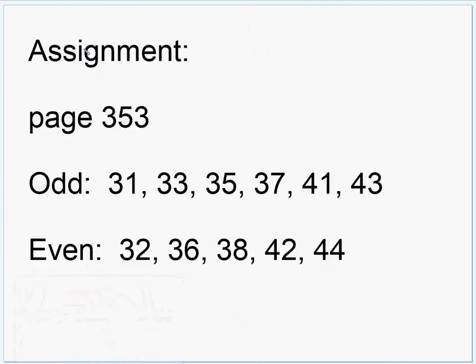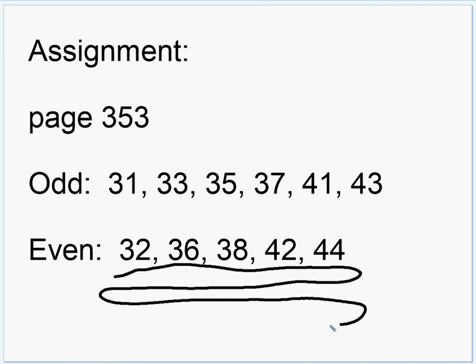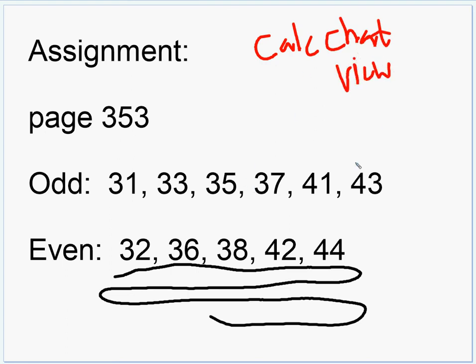Okay, assignment time. Now here are the evens. These will be turned in for a grade, and then the odd ones we will work on in class. If you do miss class, you can always go to Calc Chat or Calc View. Remember, Calc Chat is for all of the odd problems. Calc View is if you see the problems highlighted in red, in the textbook.